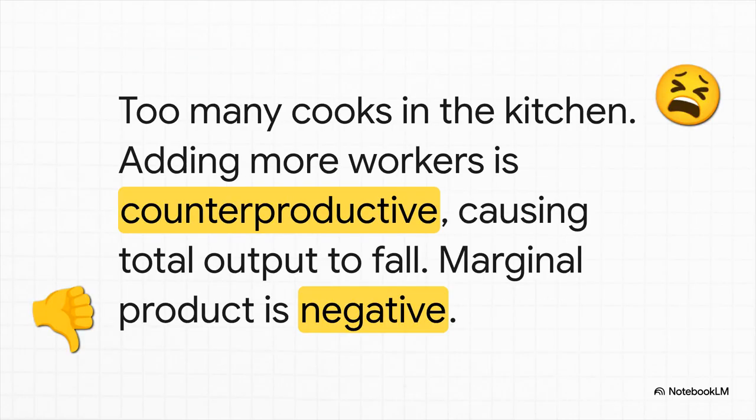And finally, you stumble into stage three, negative returns. This is the classic too many cooks in the kitchen scenario. Literally, people are bumping into each other, they're getting in each other's way. Adding one more person at this point is actually counterproductive. Your total output starts to go down.